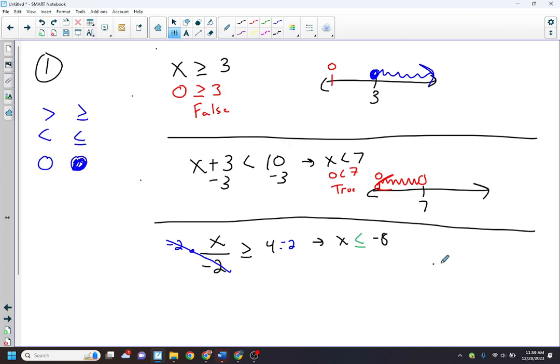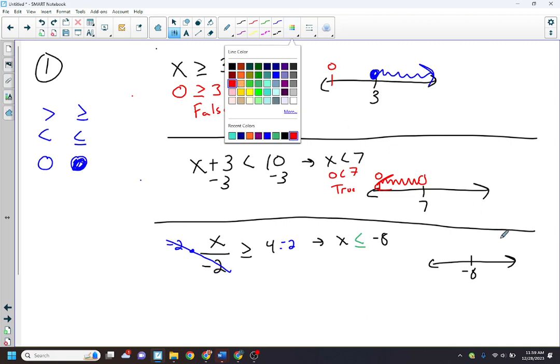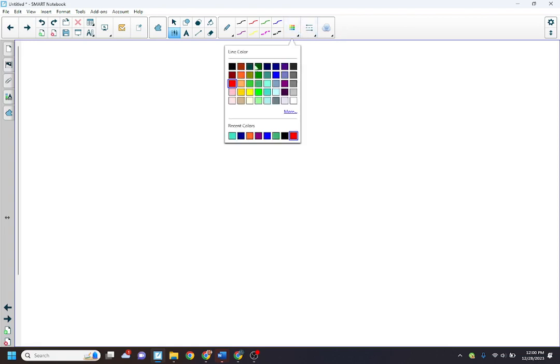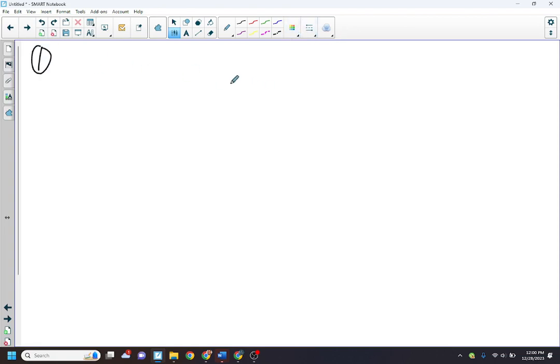From there, you graph -8. Keep in mind, 0 is on the right side. So I plug in 0 here. 0 is not smaller than 8. That's false. So I'm going to put a closed circle and go away from 0. Put a closed circle, go away from 0. Just like I said, they're still the same thing like equations.